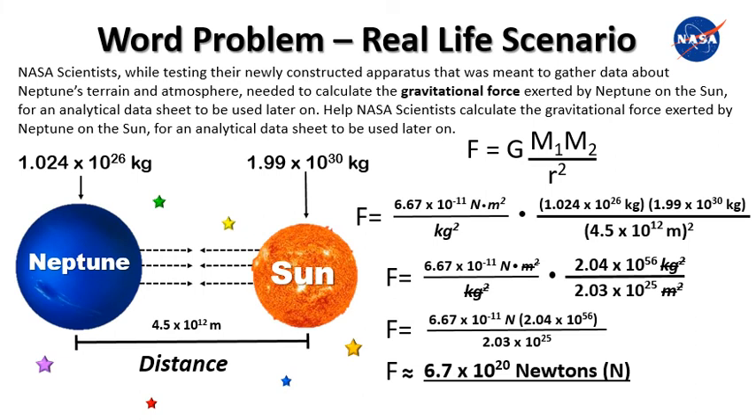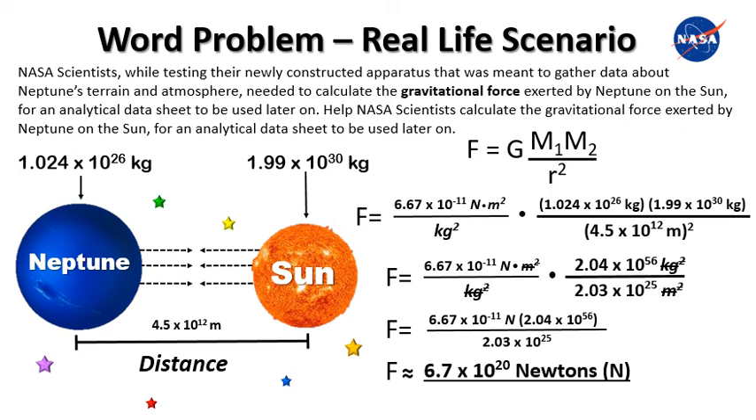For our last problem, we'll do a word problem, a real-life scenario. So for this one, it states: NASA scientists, while testing their newly constructed apparatus that was meant to gather data about Neptune's terrain and atmosphere, needed to calculate the gravitational force exerted by Neptune on the Sun for an analytical datasheet to be used later on. Help NASA scientists calculate the gravitational force exerted by Neptune on the Sun for an analytical datasheet to be used later on.